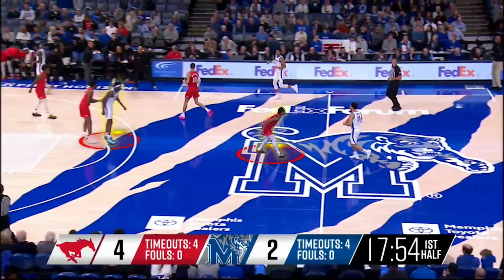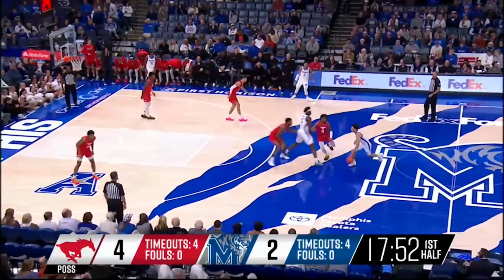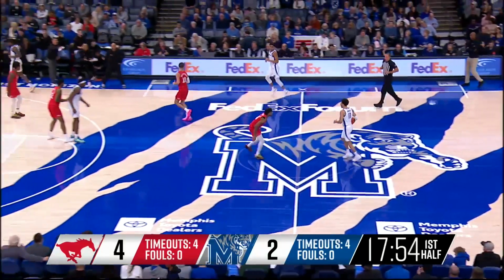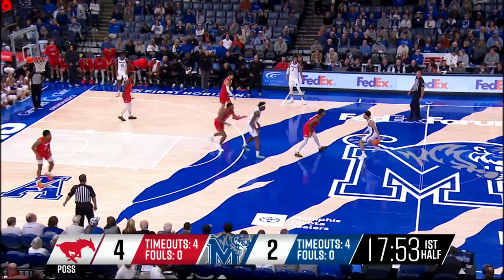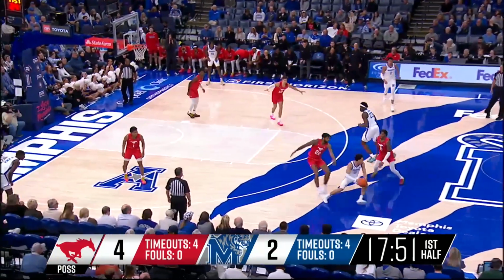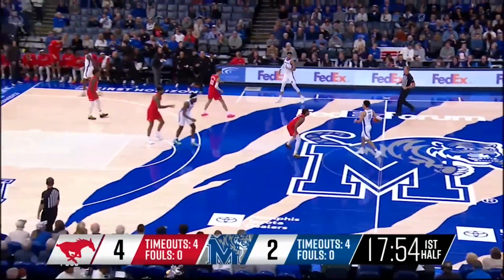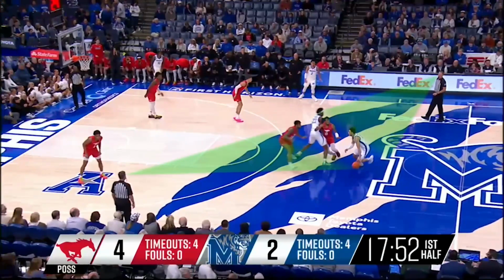White 23 sets a screen on red 0. Although 23 is set at impact, once again, the defender does not have time to stop or change direction. Also note 23's wide stance. Rule 435 Article 2 limits a screen's feet to be no wider than shoulder width apart. 23's stance is clearly outside shoulder width on the play, and he is correctly called for an illegal screen by the trail official. This screen is a textbook two-referee play, with each official working his side of the screen.